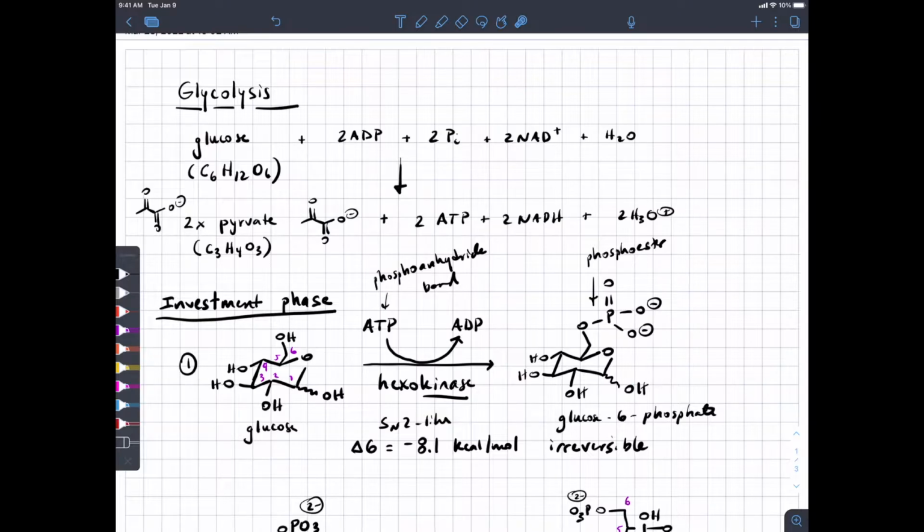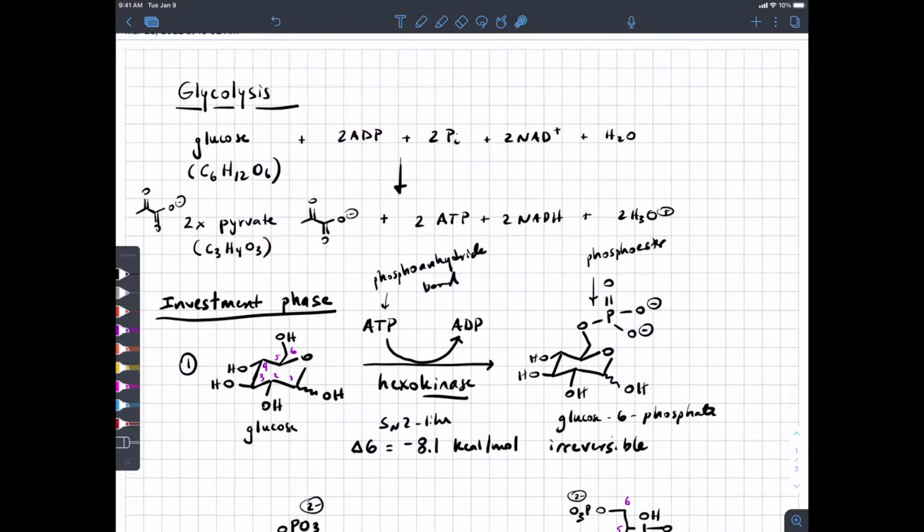All right, so in the steps we talked about last time, you have the investment phase, which is where we're going to consume 2 molecules of ATP. So the first was just catalyzed by hexokinase. It's an irreversible step, and it puts a phosphate group on carbon 6, and you're trading a less stable phosphoanhydride bond in ATP for a more stable phosphoester bond in glucose 6-phosphate. The mechanism is SN2-like. The OH group on carbon 6 attacks the gamma phosphorus on ATP.